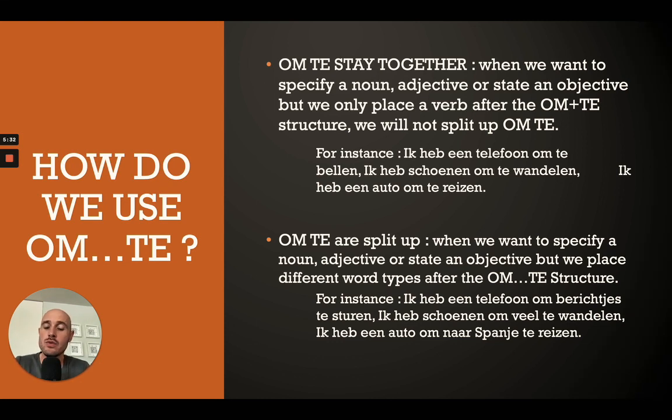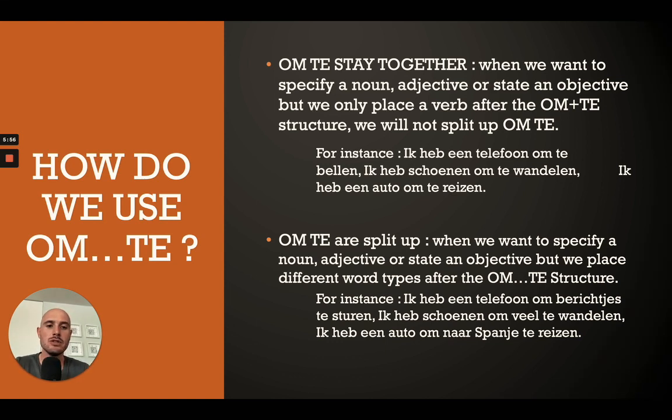I have a phone to call. I have shoes to walk. I have a car to travel. Now, ik heb een telefoon. Okay, we get it. To call. Alright? And then we would say om te bellen. As you can see, we put them together because the only word which is coming after our om te structure is bellen. Okay, next sentence.